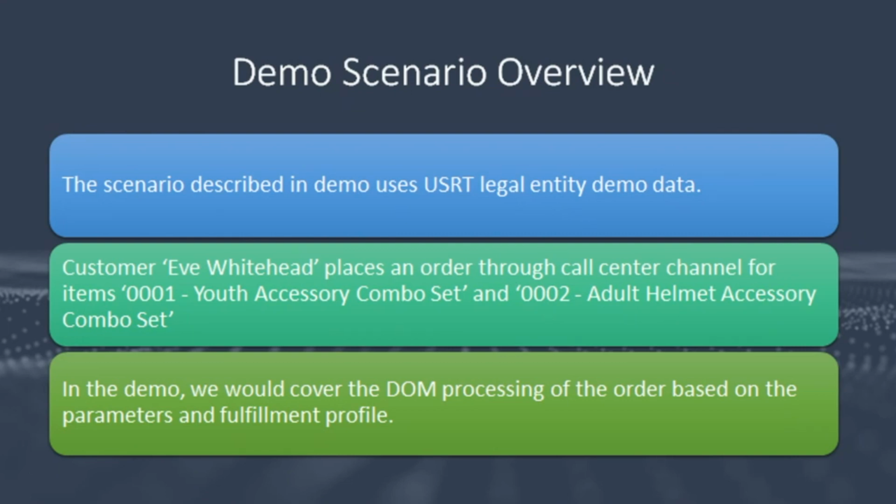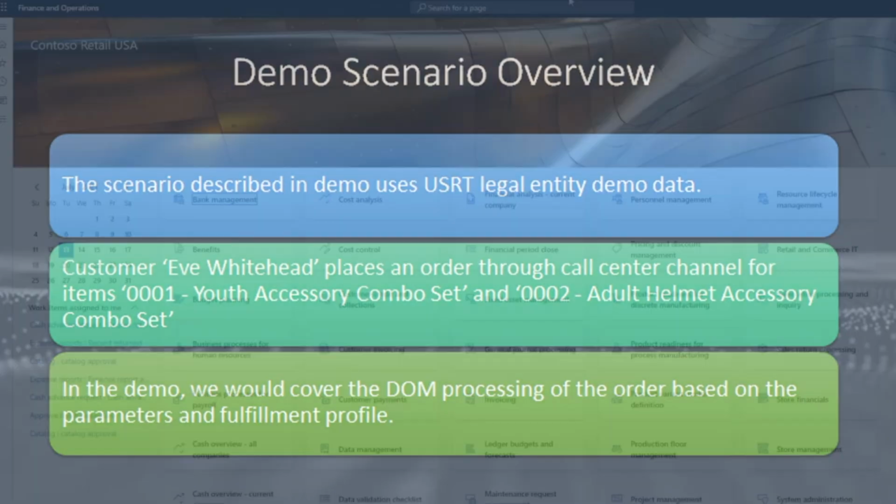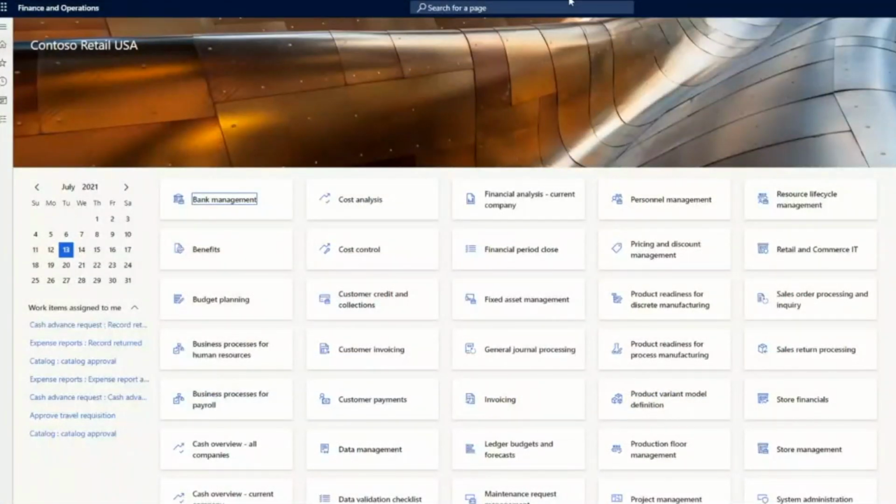Okay. I've selected a customer, Eve Whitehead, who places an order through the call center channel for the items youth accessory combo set and adult helmet accessory combo set. Okay. So I mentioned call center here, but in the practical world, it can be e-commerce or any other order source also that we talked about in the previous slide. And in the demo, we would cover the DOM processing of the order based on the parameters and fulfillment profiles and see how this particular order is brokered. So let me begin with the demo.